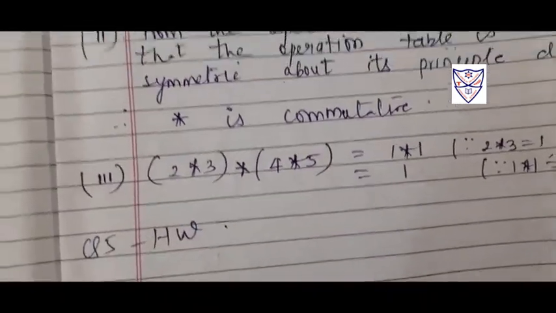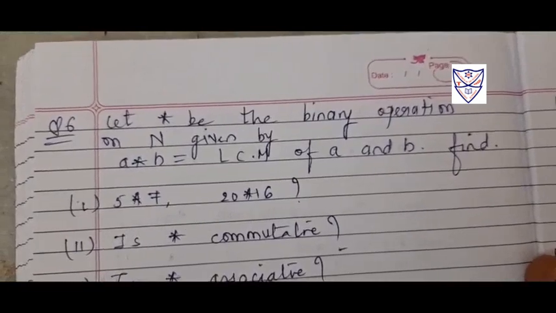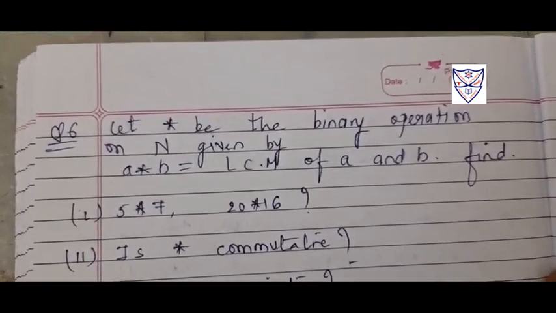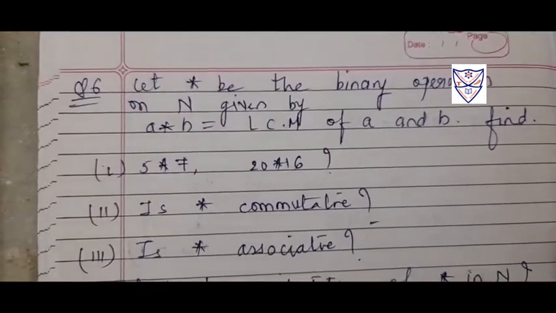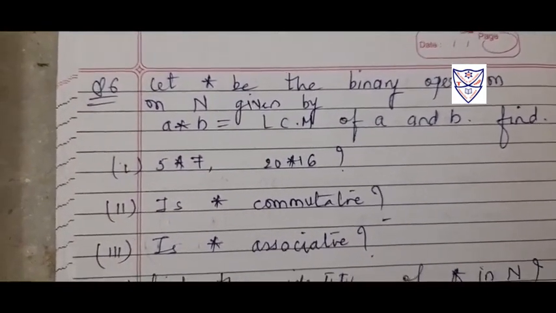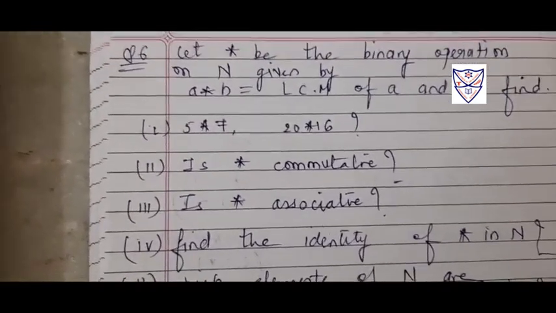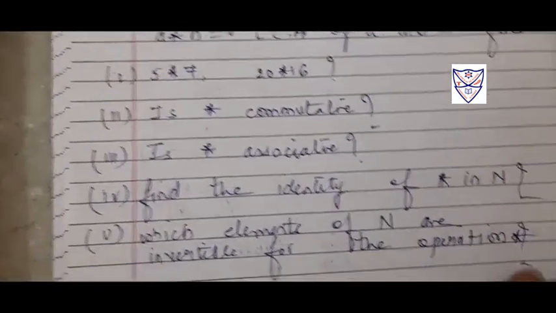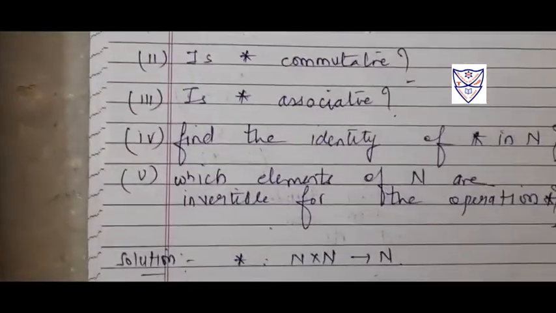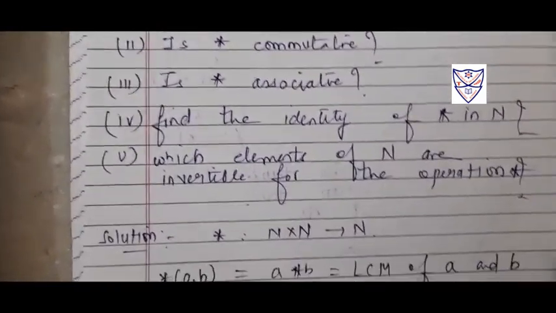Question number 5 is for your homework. Let's start with question number 6. In question number 6, there is a binary operation on N, where a binary b is the LCM of a and b, and we have to find 5 binary 7 and 20 binary 16. Is it commutative? Is it associative? And we have to find the identity element of the binary operation in N. Which elements of N are invertible for the operation? So here we have to solve 5 questions. We'll start.